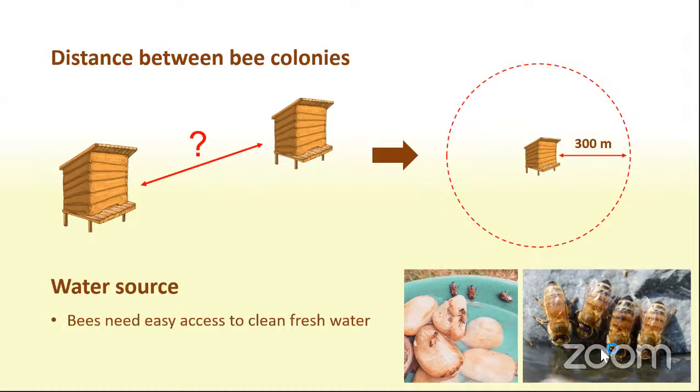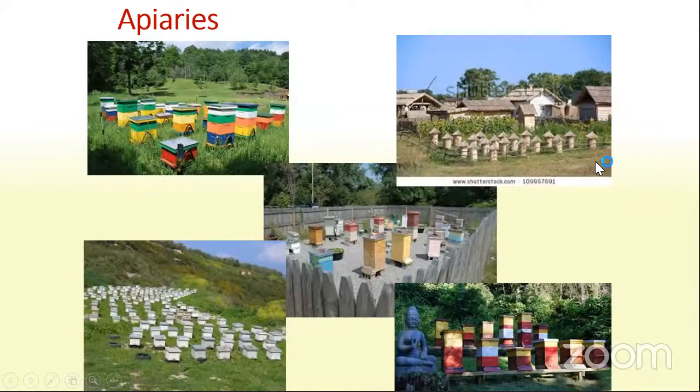And you can see, for water supply, we may need to give some water also for the apiary. Here are some examples of apiaries. Actually, not all are from our country. I got these from different other countries also. Many hives you can keep in a single place, but there should be enough foraging resources, right?